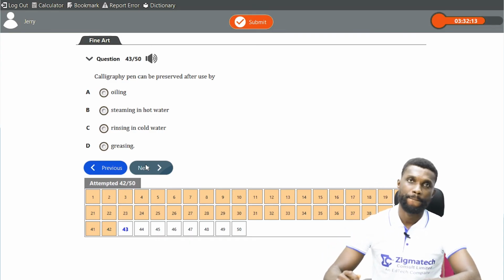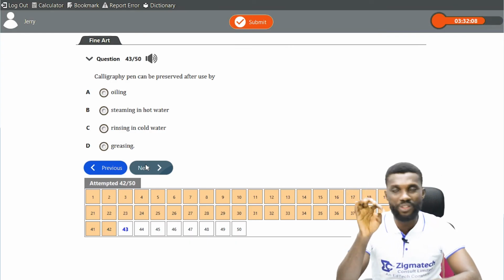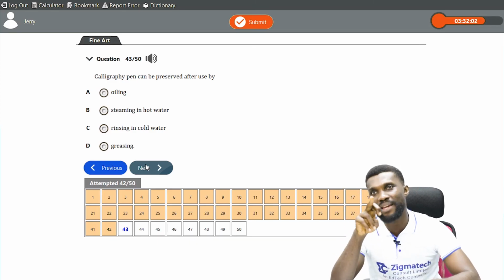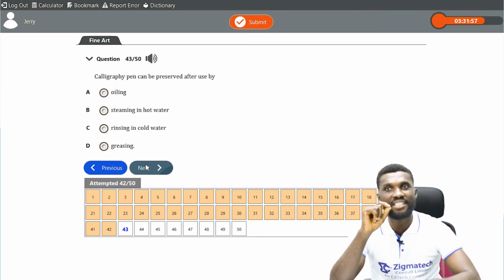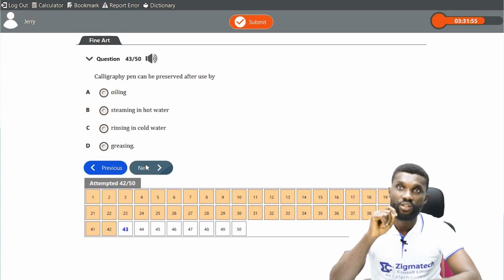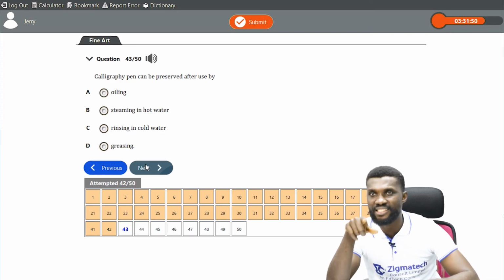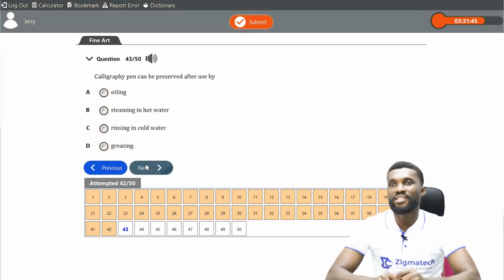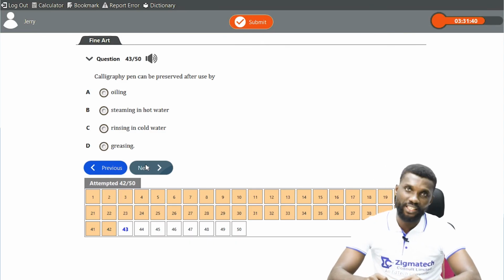hand-written pen. So it works with ink. So imagine you're working with that pen and then you just leave it like that. What will happen to the pen? You damage it. So they say calligraphic pen can be preserved after use by A, oiling, B, steaming in hot water, C, rinsing in cold water, and D, greasing. So what do you think would be perfect for the calligraphic pen after writing your certificate, or after doing whatever you want to do with the calligraphic pen?